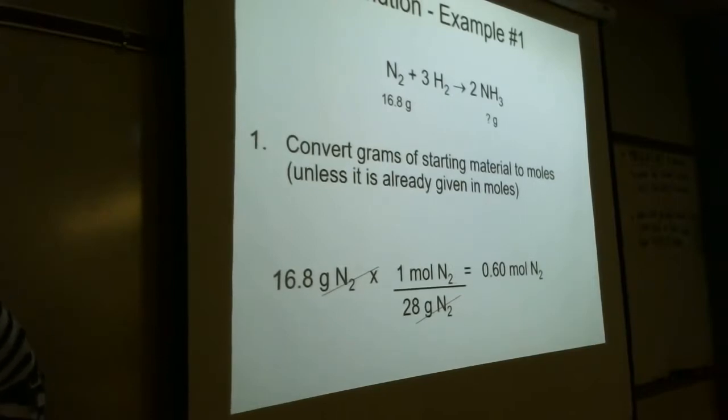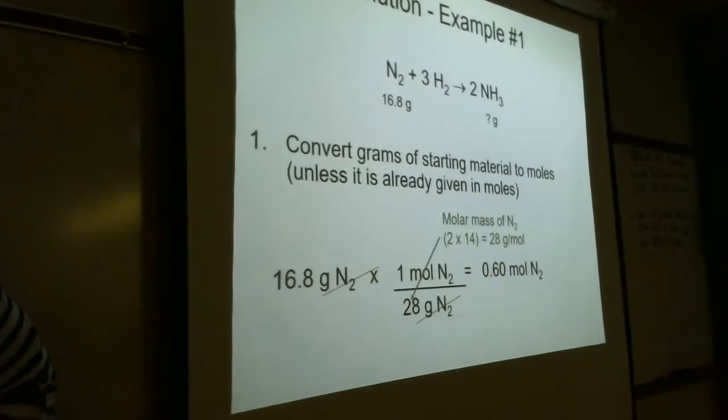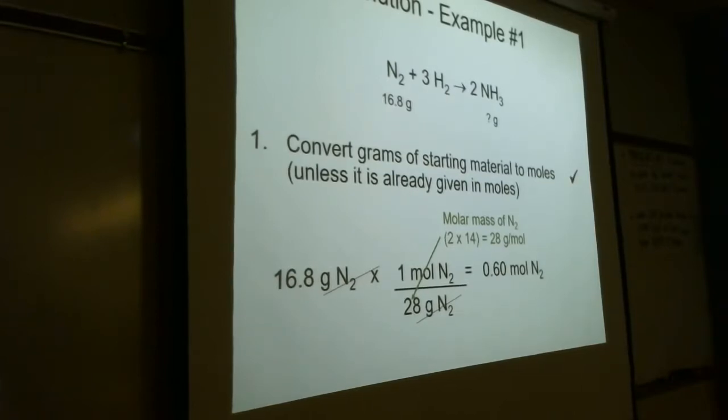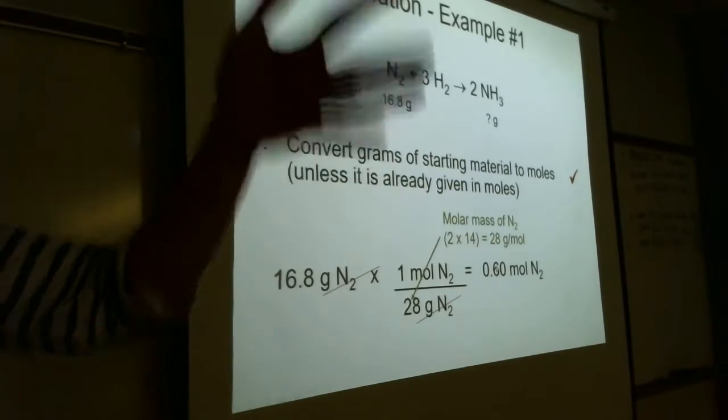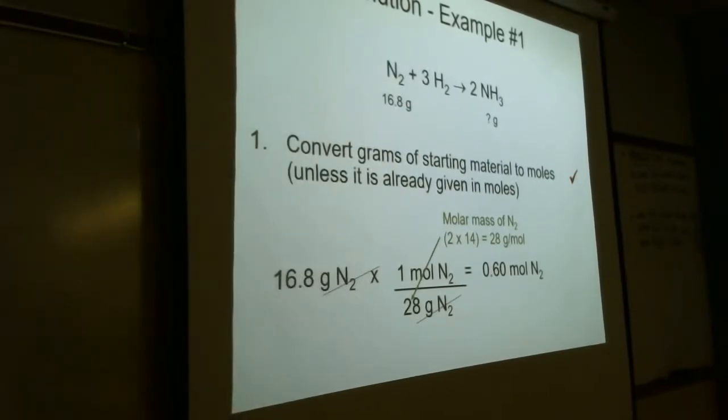This is what we did last week. And we actually started it the week before. All right, so that's just the molar mass from the periodic table. All right, now here's step two. We're going to take this number and use it to do step two. So this is a sequential process. You take the answer from step one and it's the starting number for step two. You take the answer from step two and that's the starting number for step three.